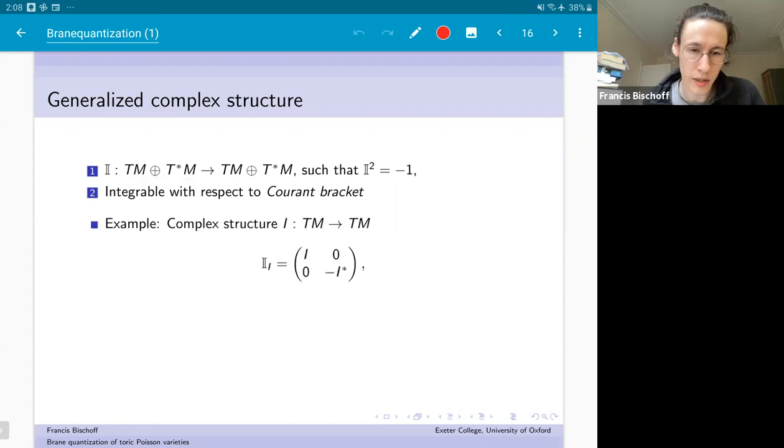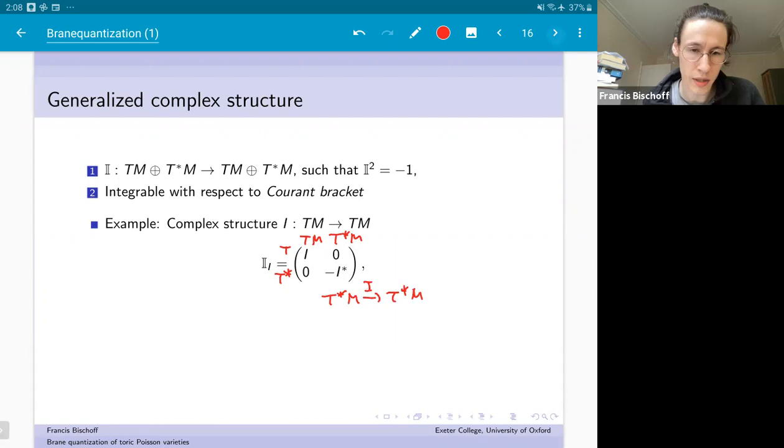So if we have a complex structure, that gives an example of a generalized complex structure. In this notation of a block matrix, I'm imagining I have TM here, T*M here, and then T and T*. The way that we get the generalized complex structure from the complex structure is we combine I, which goes from TM to TM, and I*, which goes from T*M to T*M.